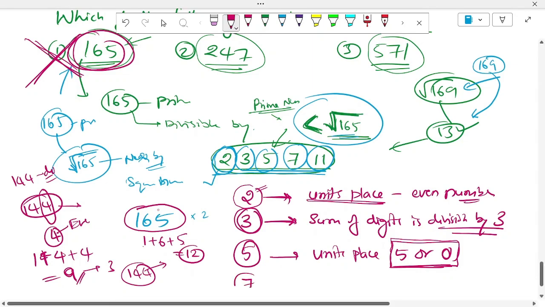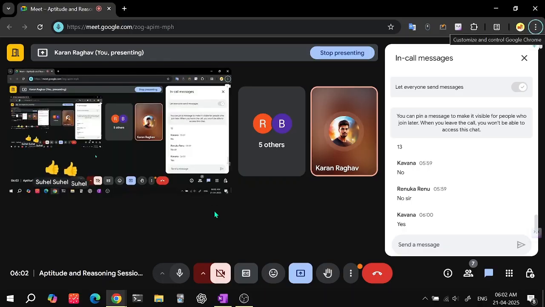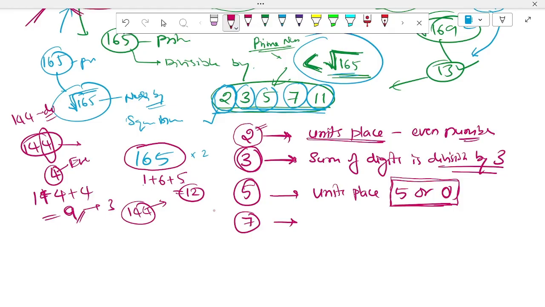And how will you identify whether a number is divisible by 7 or not? Have you studied this part? Do you know how you can identify whether a number is divisible by 7 or not? Anyone? Okay, I'll tell you the rule.